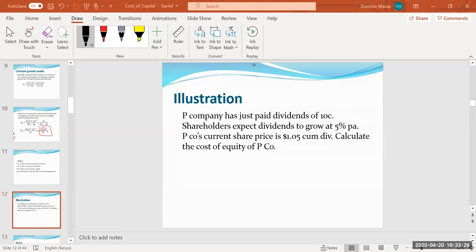The company expects the dividend to grow at 5% per annum. The company's current share price is 1.05 cum dividend. So you calculate the cost of equity for this company. If we said P naught, we didn't mention. Let me go back to my board.